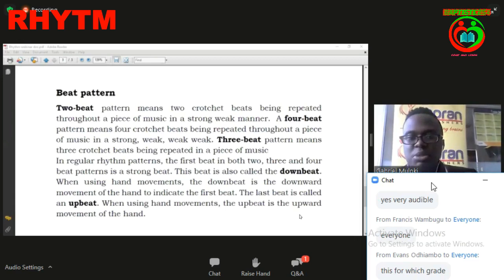So when you explain it to learners with a lot of accent, with a lot of body movement, they surely understand the beat patterns. And when they create the rhythm, it will be in a logical and symmetrical manner.